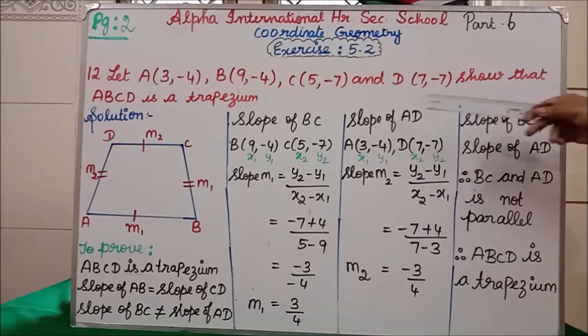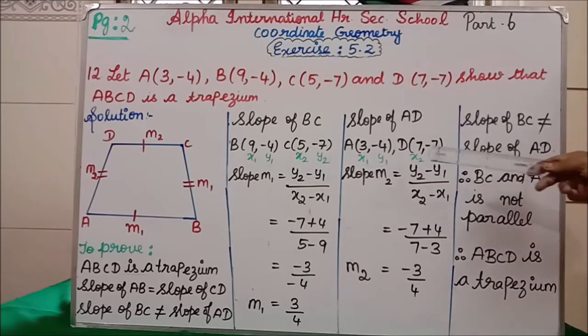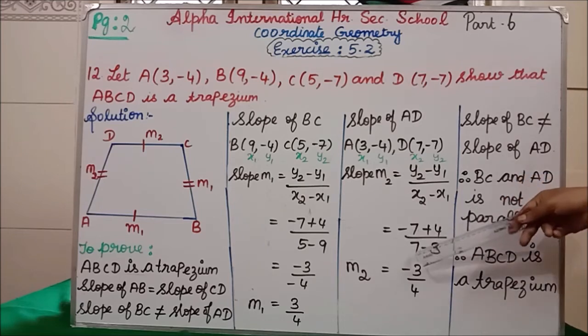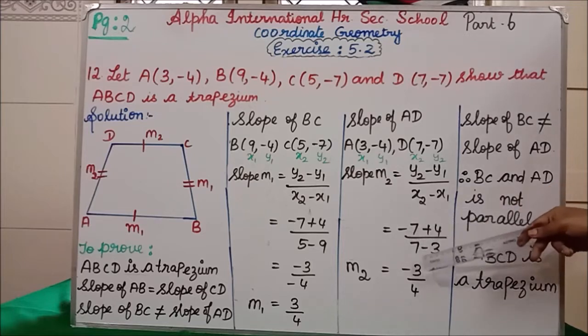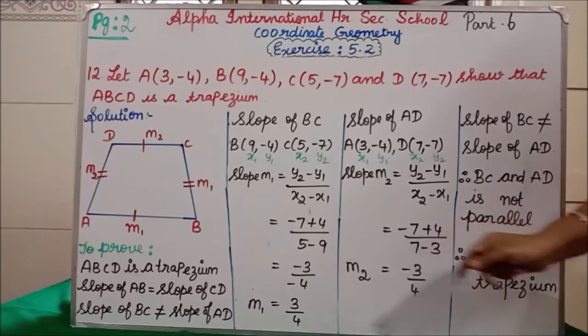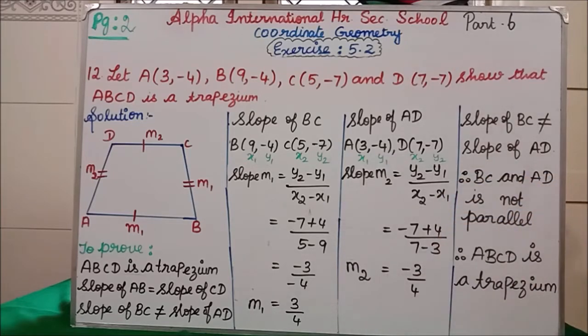Next, we are going to find the slope of AD. Using the same formula, y2 value is minus 7, y1 value is 4, divided by x2 value 7 minus x1 value 3. So 7 minus 3, in the denominator we are getting 4. Now, are 3 by 4 and minus 3 by 4 the same? No, it is not the same.